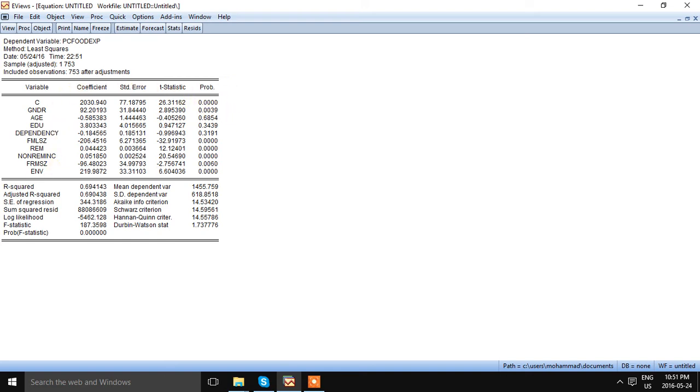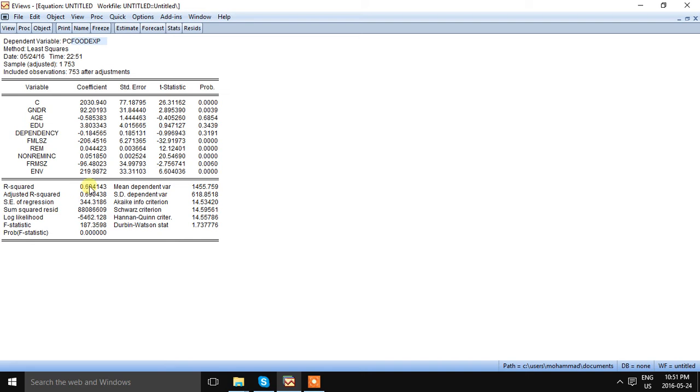So where can I find the R squared and adjusted R squared? Here it is. In this case, the R squared value is 0.69 and the adjusted R squared is 0.6904. What does it mean? What does R squared mean? It means that 69% variation in the dependent variable can be explained by the independent variables jointly.